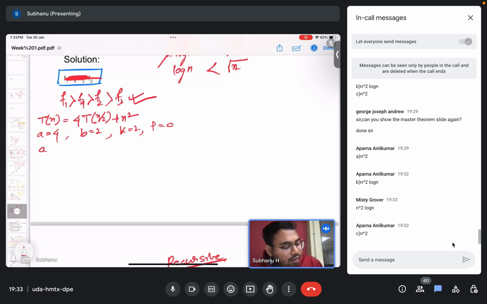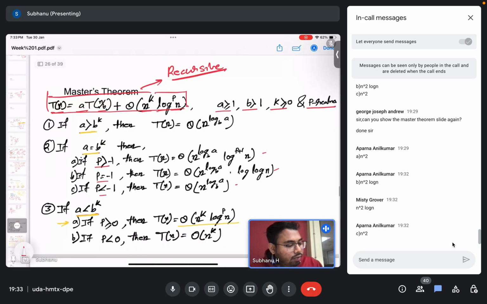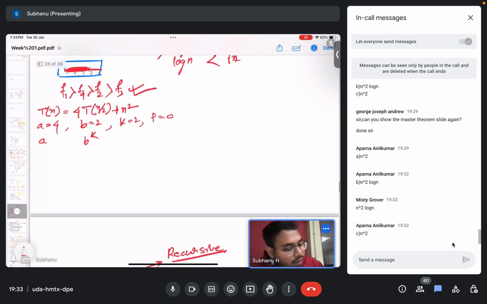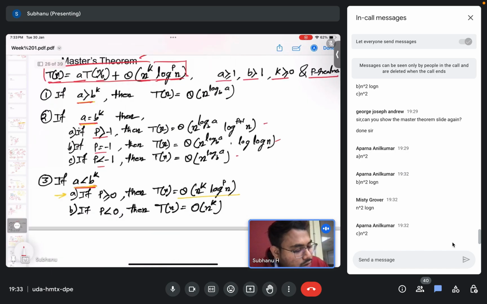We have to check between a and b to the power k, because you can see here we always check first a and b to the power k. Between a and b to the power k, I think these two are equal. So we fall into this condition, a is equal to b to the power k.